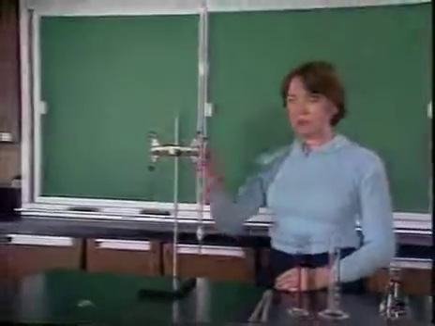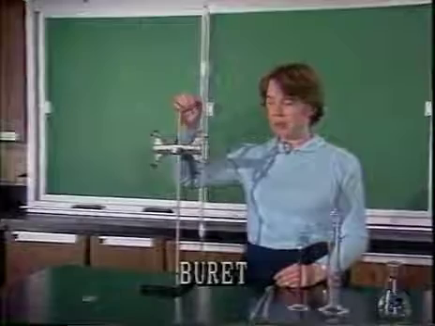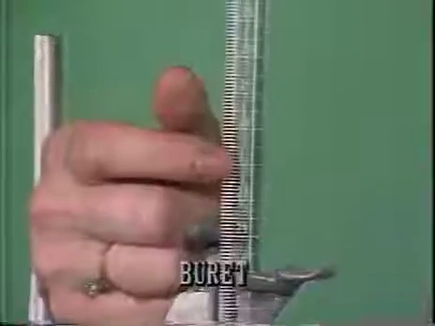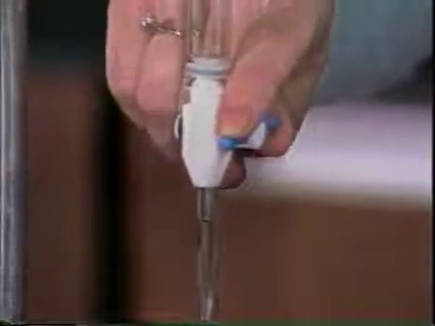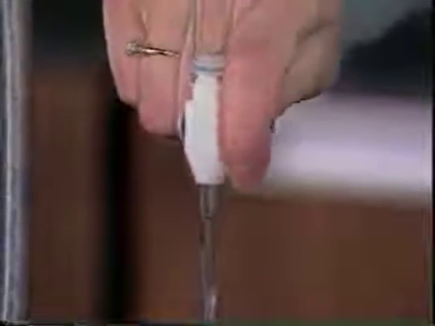Another choice for measuring volume is a buret. This is a buret. You can see that it has volume gradations on it. Again, it measures volume in milliliters. We fill the buret with liquid, we turn the stopcock so it is open, and then the liquid can run out of the buret.